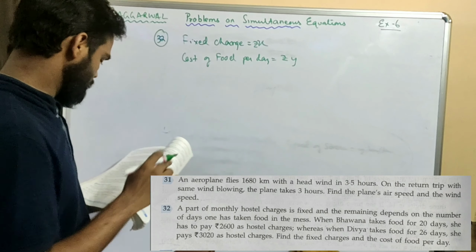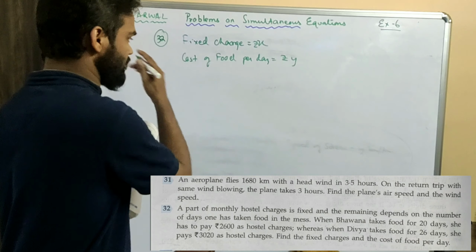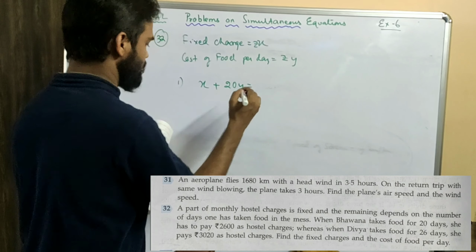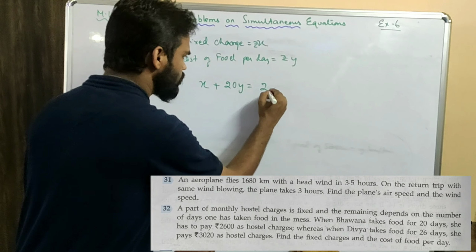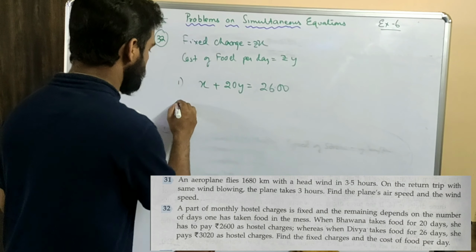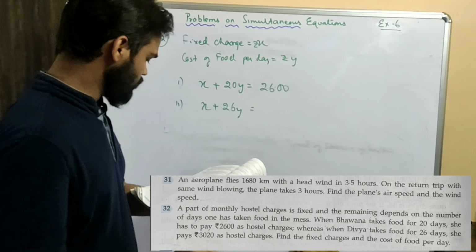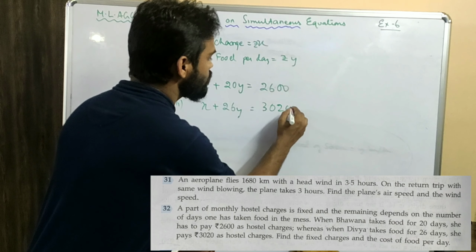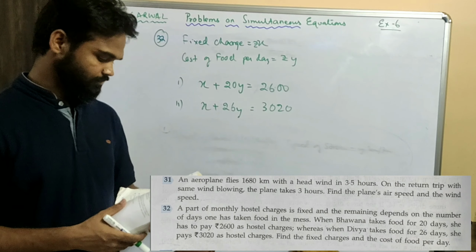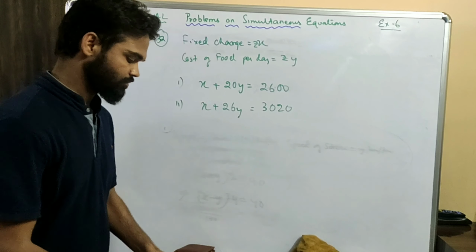Am I clear? Now look, Bhavna takes food for 20 days. So fixed charge plus 20y, she pays how much? 2600. And Divya takes food for 26 days. She has to pay the fixed charge plus 26y, which is equal to 3020. Now you solve these two, you'll get the answer. Clear? This was the last sum for the exercise. Keep it till here.